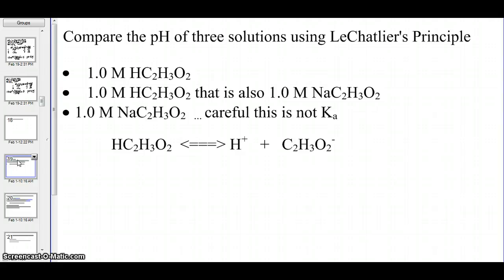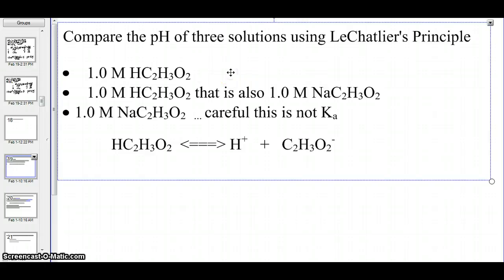So before we begin this, let's look at it qualitatively, and first of all, looking at the three different solutions, what they have in common, you can see that the first one is a straight acidic solution of acetic acid, which is a weak acid. So we can't say that the pH of this solution is 0. It'll be something greater than that, since acetic acid is a weak acid.